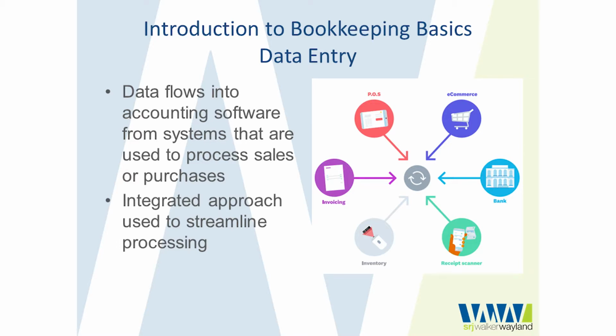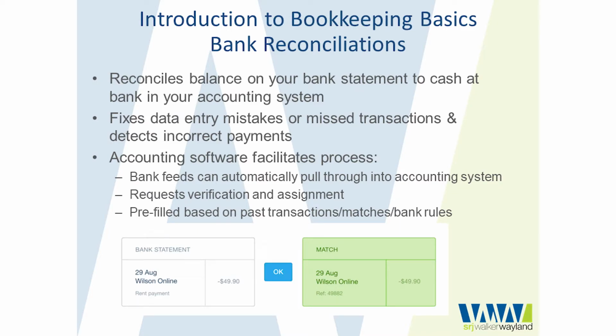So one of the key controls that every business needs to ensure they do on a regular basis, and I'd recommend doing this probably weekly, is a bank reconciliation. So a bank reconciliation just reconciles the balance on your bank statement to the cash account balance sitting in your accounting system, and they are usually different. And it allows you to fix any data entry mistakes that might occur along the way. It allows you to pick up any missed transactions and ensure they're recorded, and it detects any incorrect payments that you may have made during that process.